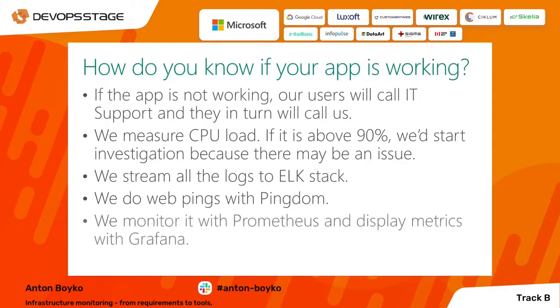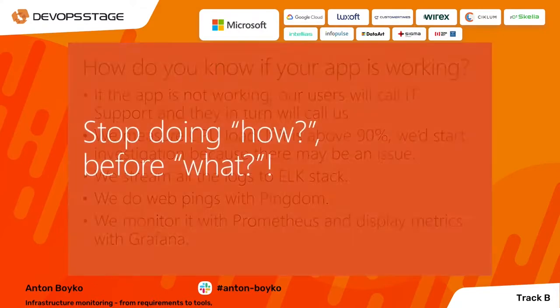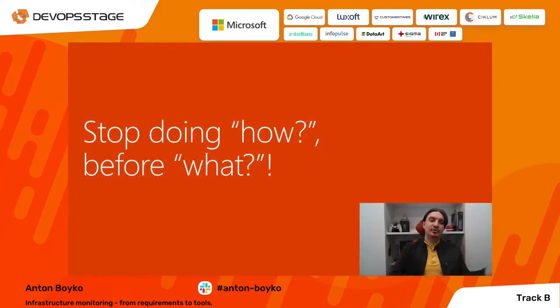Another one, and this is quite popular nowadays, is that we will monitor our application with Prometheus, and then display all the dashboards in Grafana. This is actually a good one, but as an architect, what I want to say here, basically as a single response to all those different options, is: please stop doing how before what.